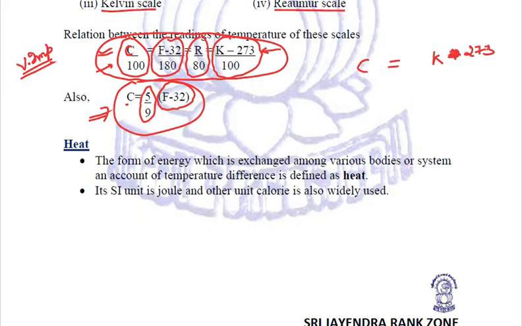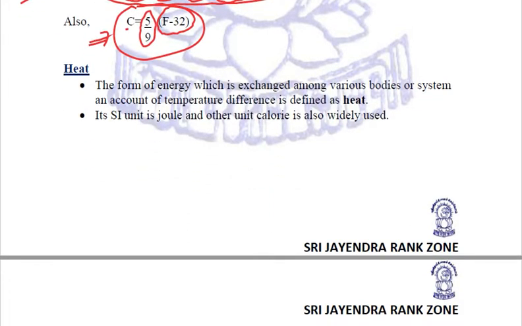Okay, so these were the four scales. Let us come to the actual chapter, that is heat, and see what heat is. What is heat? The form of energy which is exchanged among various bodies or systems on account of temperature difference, that form of energy is called heat. So heat is a form of energy, whereas temperature is the degree of hotness or coldness of the body.